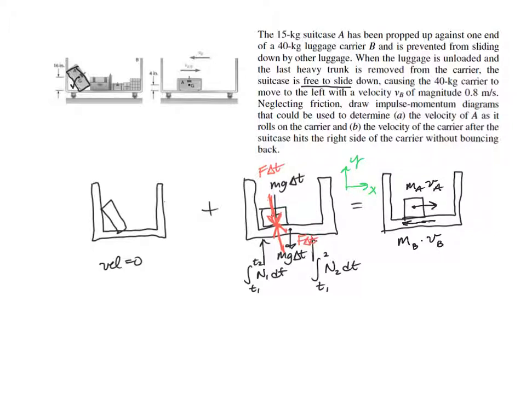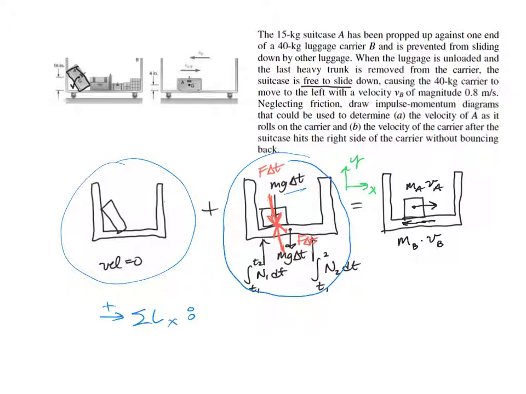Our way to attack this is to sum linear momentum in the X direction, and we would see we have nothing on the left, right? We have nothing here because all the static loads are in the Y direction. And over here we would have two terms. As we look back up in the problem statement, we would see that the velocity of B was told to us. So we'd be able to solve for the velocity of A.